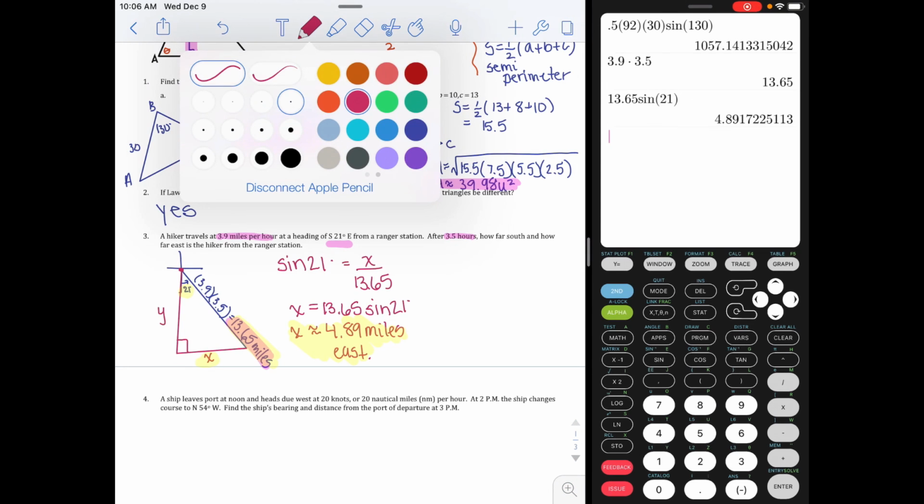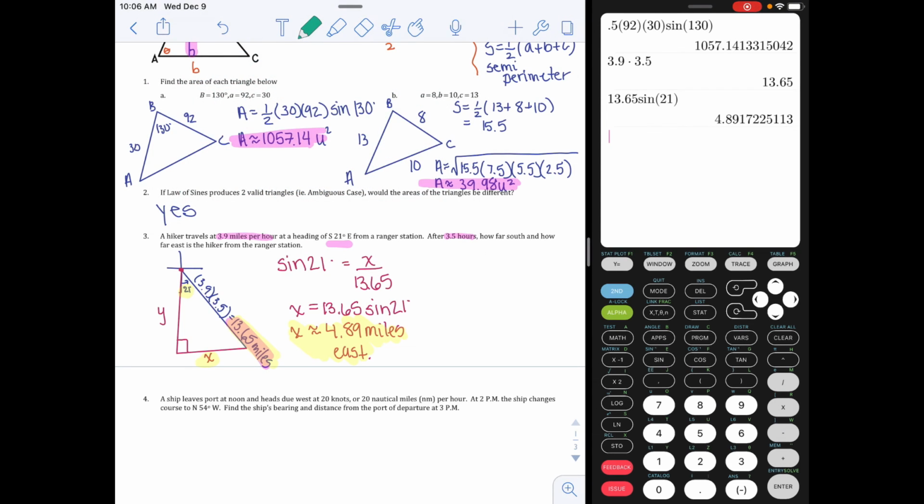And now let's do the opposite one. So I'm going to use now the Y with the hypotenuse, and 21 is the only degrees still, so that's adjacent. So cosine of 21 is adjacent over hypotenuse. Cross multiply for this one, so 13.65 times cosine of 21, and I get Y to be about 12.74 miles. Again, don't forget those units, and this was the south direction.